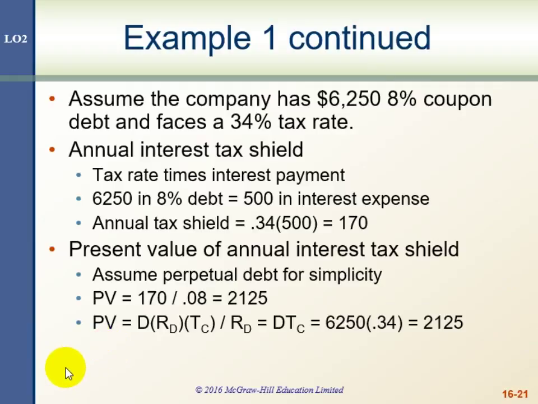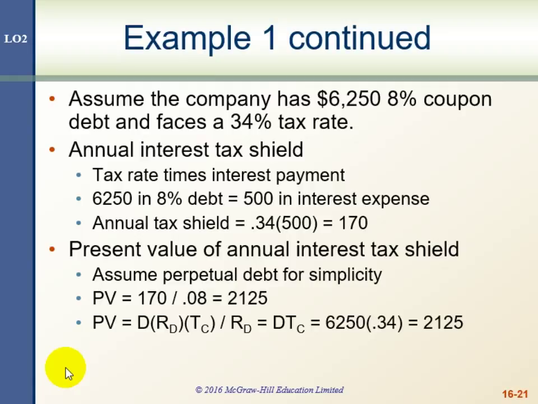So if we assume the company has $6,250 worth of 8% coupon debt and has a 34% tax rate, then the annual interest tax shield is just the tax rate times the interest payment. So that's $500 in interest expense, which is the example we've seen, and the annual tax shield is 34% of 500, so that's the 170 we saw as the difference. So the present value of that annual tax shield, if we assume it goes on forever, it's essentially perpetual. If you never pay off the debt, you always have this interest tax deduction, and so it's basically a perpetuity. If it's properly priced at 8%, that means that the present value of the interest tax shield is actually 170 divided by the interest rate of 0.08. This is simply the perpetuity valuation formula.